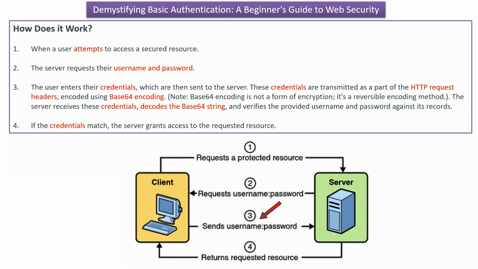Then the client sends the credentials to the server. Credentials are nothing but a username and password combination. These credentials are transmitted as part of HTTP request headers, and the credentials are encoded using base64 encoding. The server receives these credentials, decodes the base64 string, and verifies the provided username and password against its records. If the credentials match, then the server grants access to the requested resource.